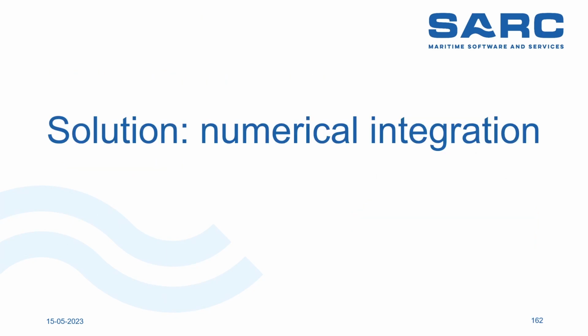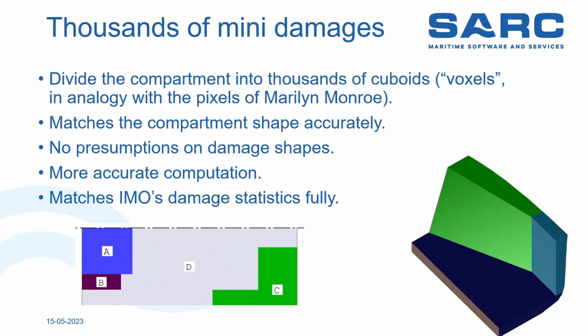Solution, numerical integration. Divide the compartment into thousands of cuboid voxels, like we counted the black pixels, only these are gray pixels. It matches the compartment shape accurately, no presumption on damage shapes, more accurate computation. And it matches IMO's damage statistics fully.